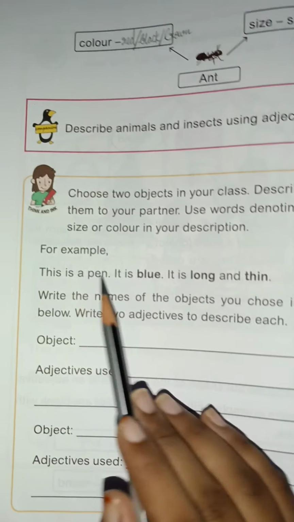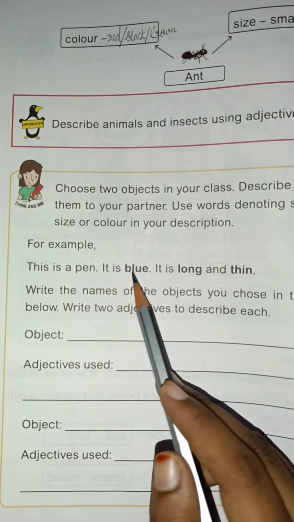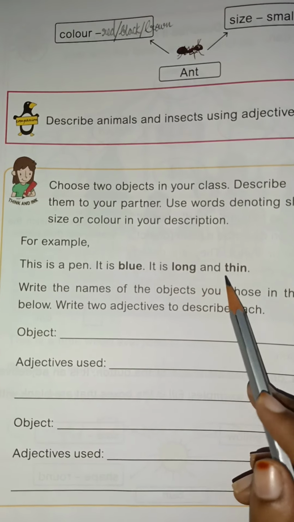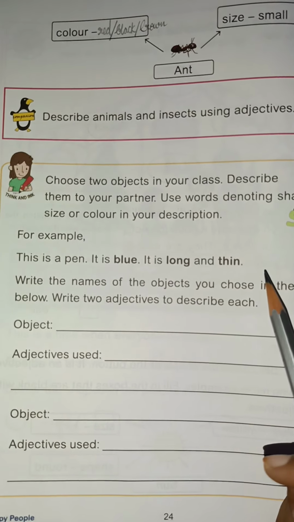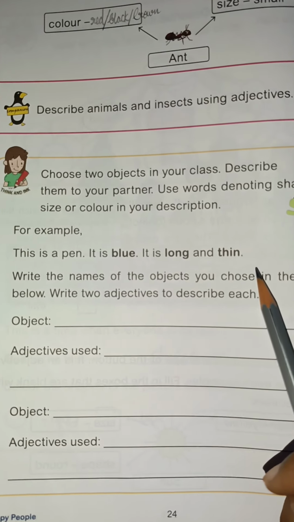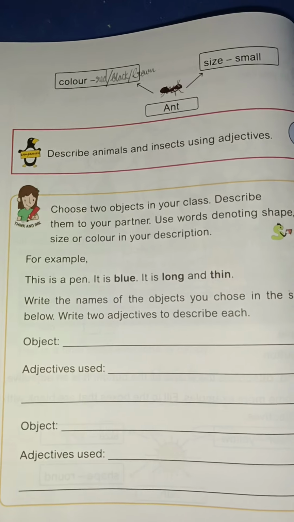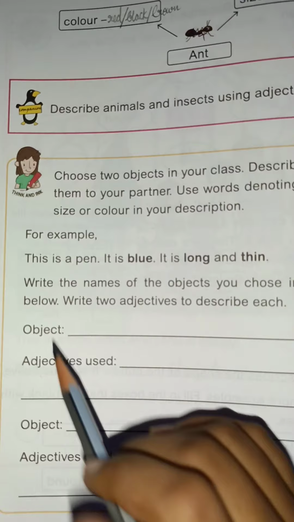For example, this is a pen. It is blue. Which color is it? Blue. It is long and thin. Blue, long, thin. By using these words, we are describing the thing, pen. Like that, we also have to select two things from the classroom and describe them.